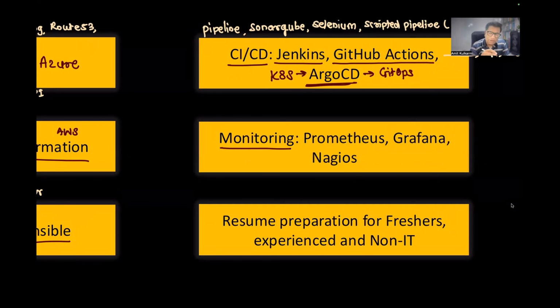So the monitoring can be done by using various different tools like Nagios. Nagios is a pretty much global tool, which can be used with or without Kubernetes, or with or without containerization.